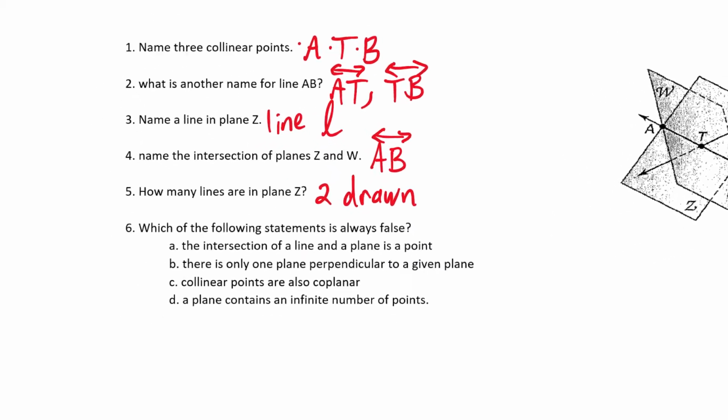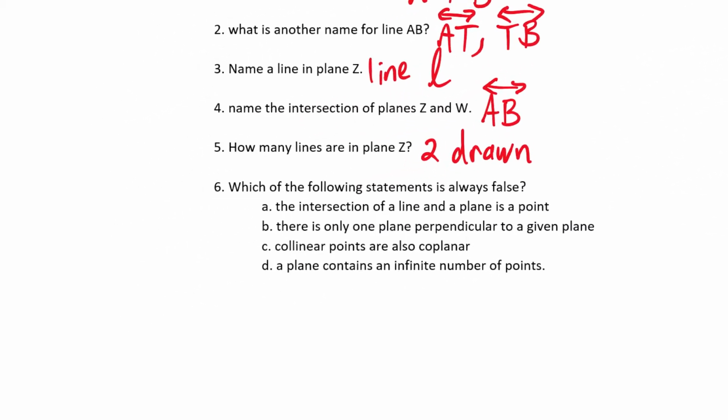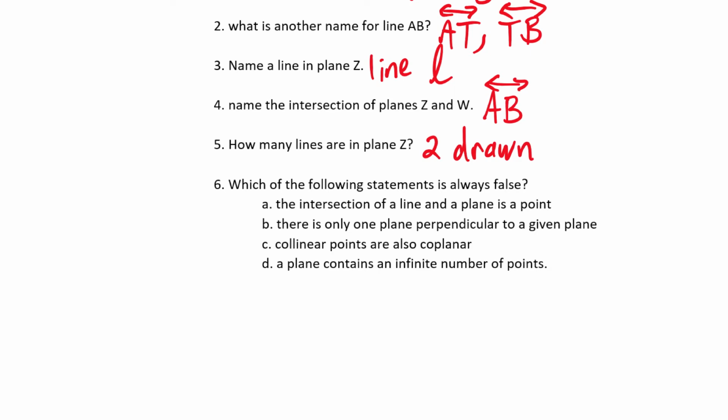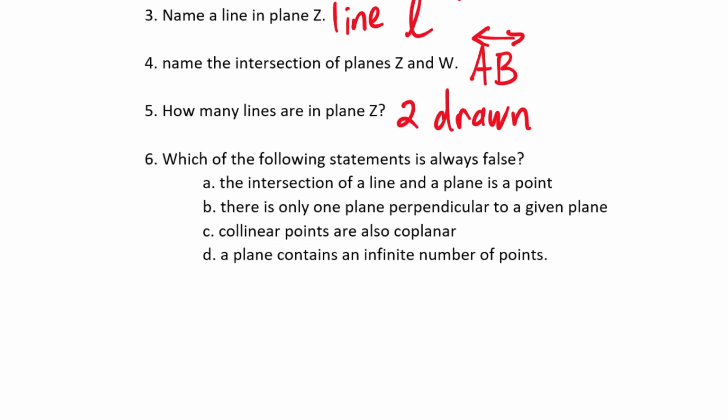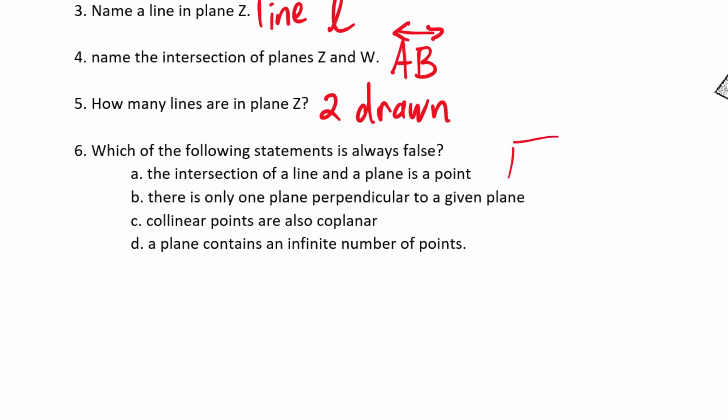Okay, which one of these statements is always false? This isn't necessarily related to that picture, it's just generic statements here. Okay, the intersection of a line and a plane is a point. So when we have a plane and a line, does a line intersect a plane at a point? Yes, so that's true. Well, it's true most of the time. So anyways, this says which one is always false.